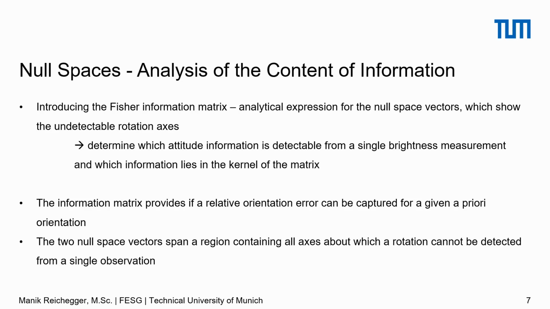One approach to investigate additional information content would be the Fisher information matrix. This is an analytical expression of the null space vectors, which show the undetectable area of the rotation axis. The matrix gives information about which rotation axis is observable and which lies in the kernel of the matrix and cannot be observed. By calculating the two null space vectors, the area can be found which contains all axes around which a rotation is not detectable from a single measurement.